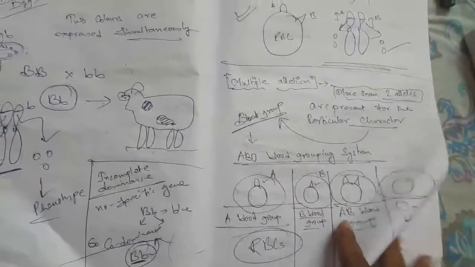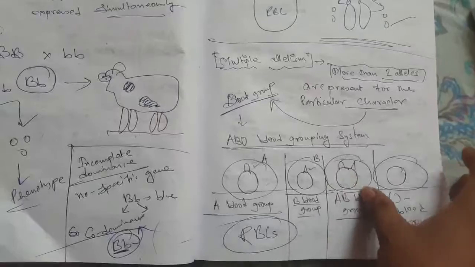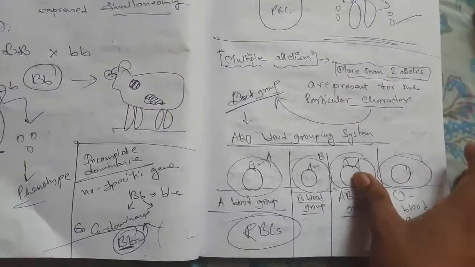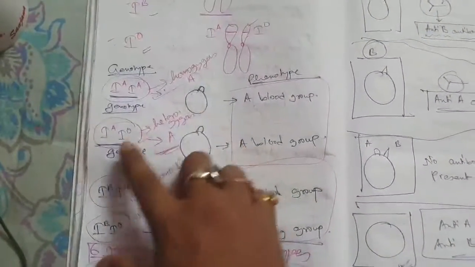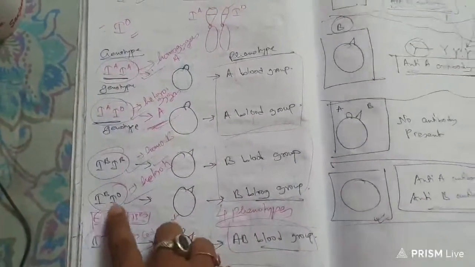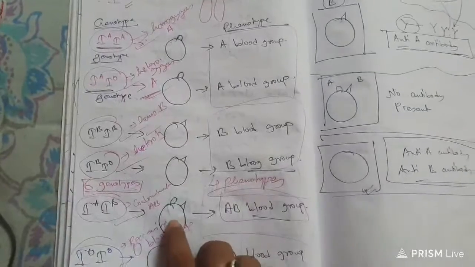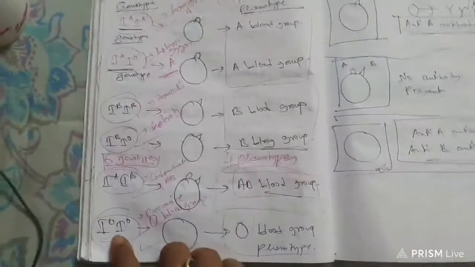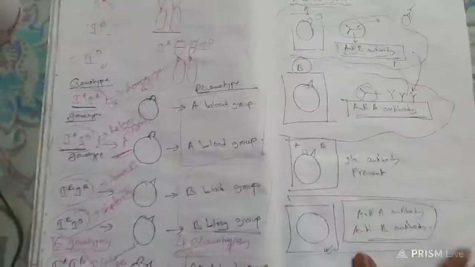Then I gave you the example of multiple allelism. This I hope you remember very well. You can find it in my previous video also about multiple allelism. Multiple alleles of blood groups can be present. If it is IA IA, then A; IA IO, then A; IB IB, then B; IB IO, then B; and IA IB will show codominance, and it will be AB blood group, but IO IO will show recessiveness, which is O blood group. So this is multiple allelism.